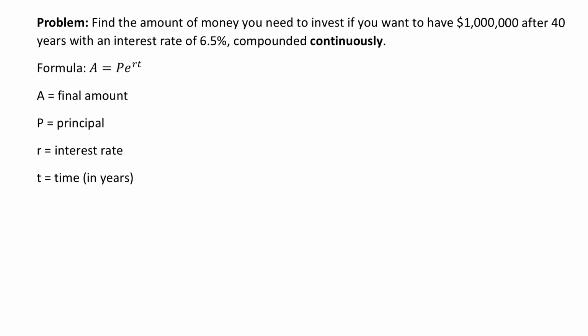All right, so let's see what information we have. We want to have $100,000, so that's the final amount. We have 40 years to work with. That's the time. 6.5% is the interest rate. Let's go ahead and plug in our numbers. So $1 million equals P e to 0.065 times 40. Now this question is a little bit different because we can't just hit equals.